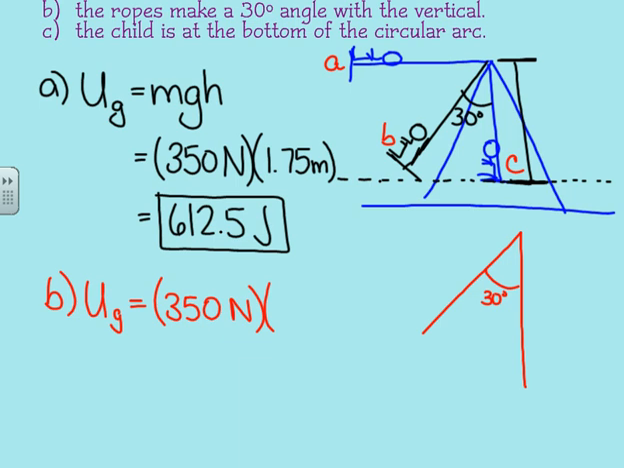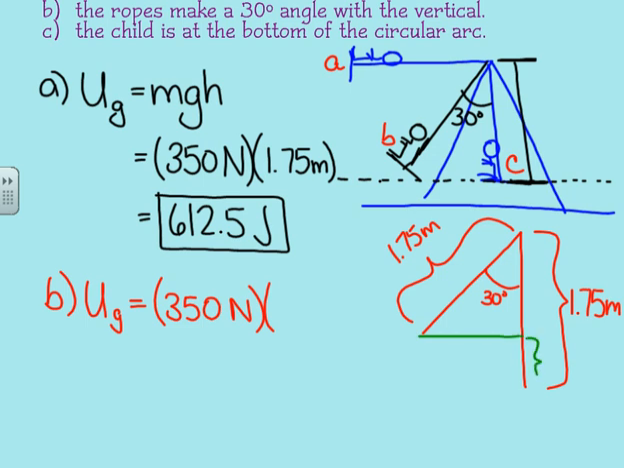There's my 30-degree mark, and there's the swing in the vertical and in the horizontal position. I'm not going to worry about drawing the rest of the swing, just the ropes. I know that this entire distance is 1.75 meters, and I know that this entire distance is 1.75 meters. The thing I'm looking to find is this distance right here. That's how high it is off the reference level, which is located down there.